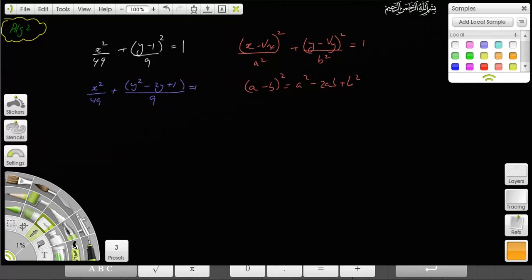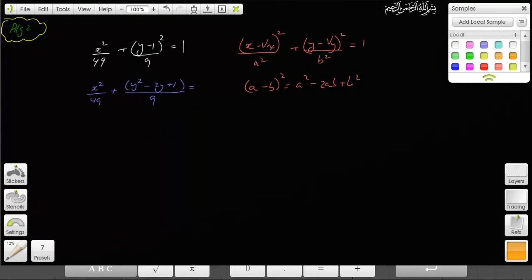I really want to get rid of the denominators here. So I'm going to multiply the whole equation by 49. That'll get rid of this denominator, and 49 here. If I multiply everything by 49, I get rid of that denominator. And then I'm going to multiply everything by 9, so 9 and 9. That will get rid of this denominator. By doing this, those two will cancel, and this 9 will cancel with this.